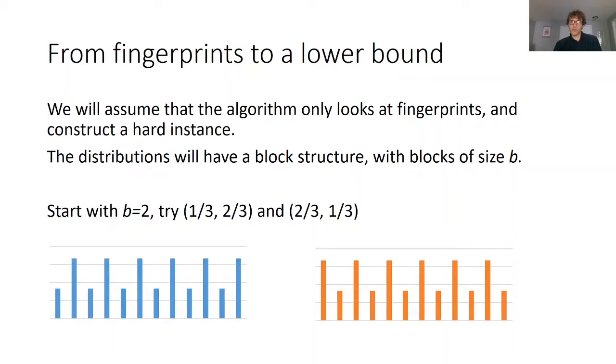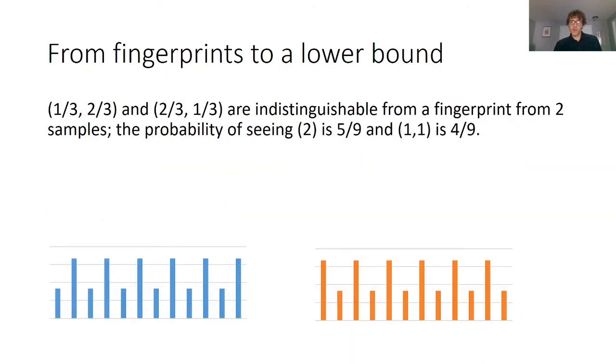And so we have these two distributions, which are going to be far apart in total variation distance, and let's see if these are hard to distinguish. If we're looking at just one single block, then if we look at the fingerprint only, these things are indistinguishable from two samples. The probability that you would see something twice is going to be 5/9. The probability that you see two different elements would be 4/9 from two samples inside that block. So if you see at most two things in a block, that's not really going to help you distinguish anything.